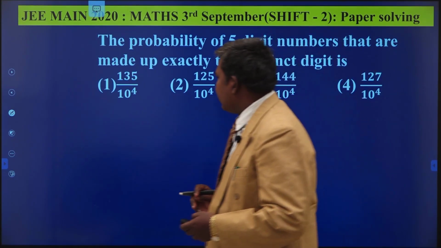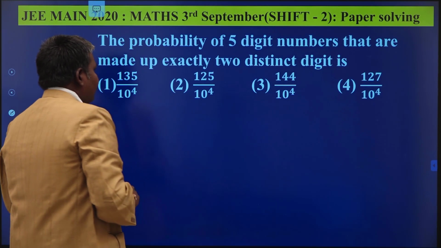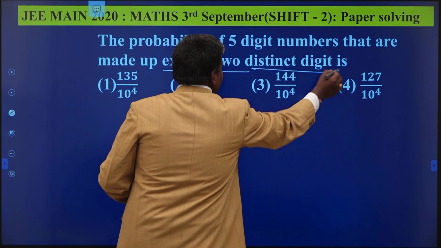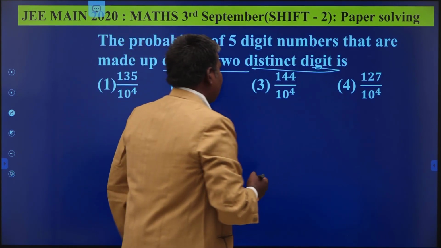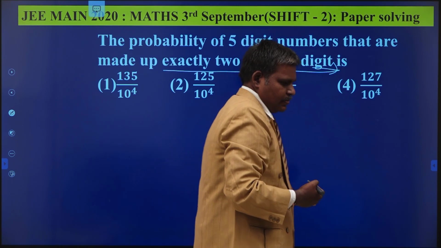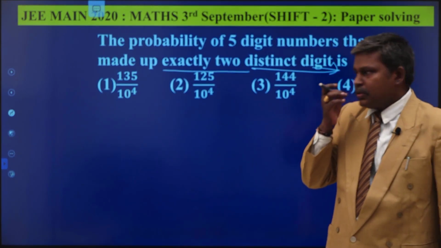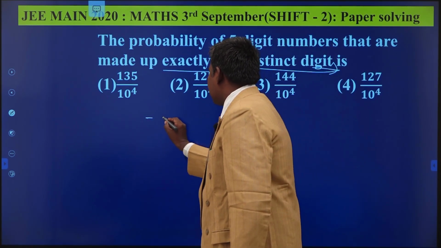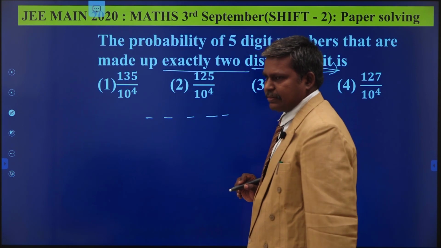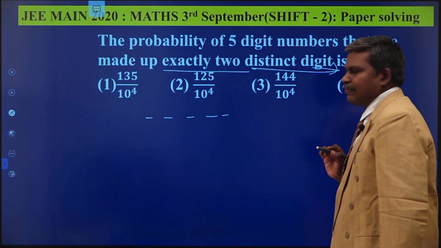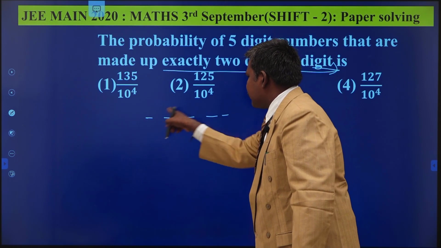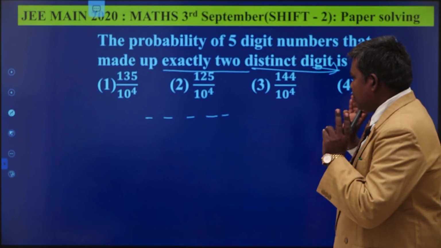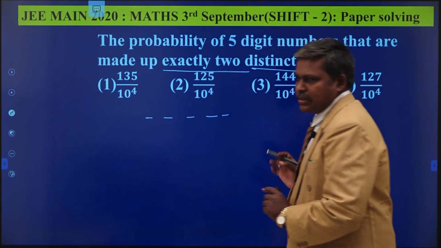See here, this is a question related to probability. The probability of 5-digit numbers that are made up of exactly 2 distinct digits. This is the question. So in this problem, we are going to find the 5-digit numbers. 1, 2, 3, 4, 5 places. Only 2 digits are used, and both must appear in these 5 places.